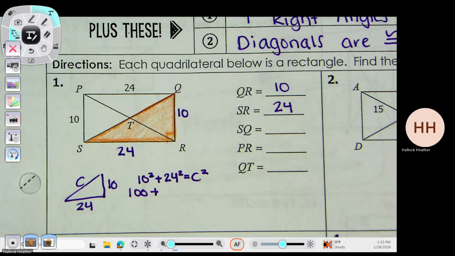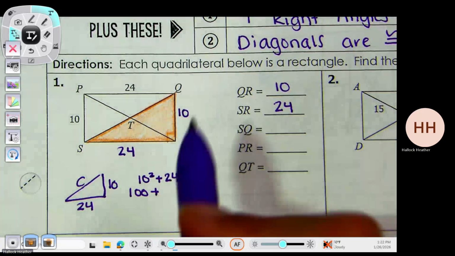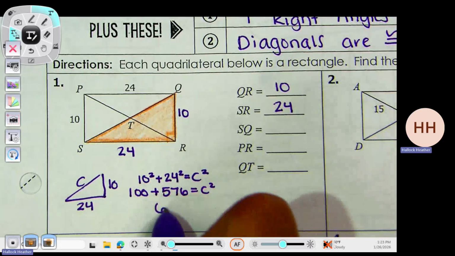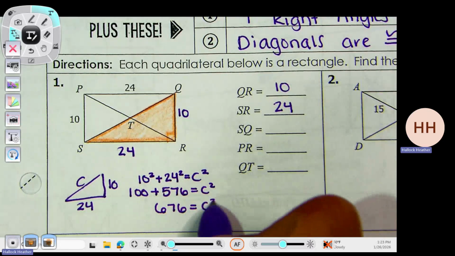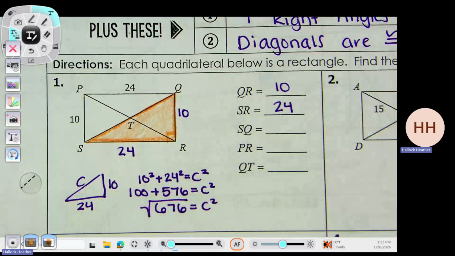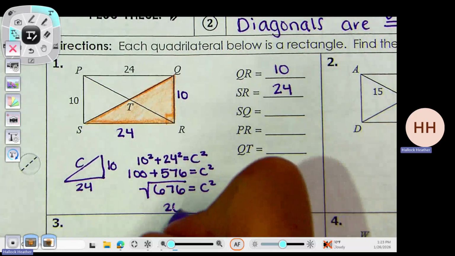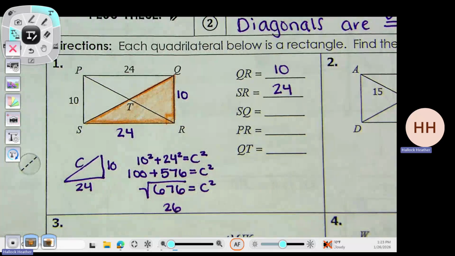How much is 24 squared? Thank you. If I add them together, that's 676. Square rooted is how much? 26. The whole point of this is to find a piece of information and put it in your picture.